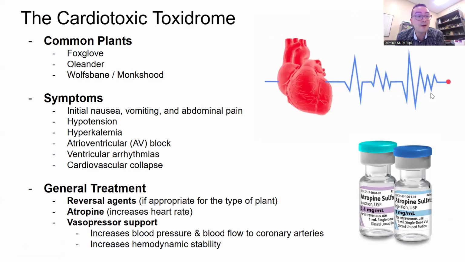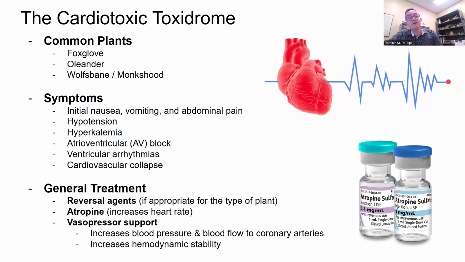So let's start off with the cardiotoxic toxidrome. The toxidrome, in which the toxicity most affects the heart. Our common plants, our worst offenders in this category are foxglove, oleander, and wolfsbane, otherwise known as monkshood. Again, this is one of those important reasons why we want to know the Latin name, right? Because it might be called two different things, but the Latin name will always stay the same. Symptoms of cardiotoxic toxidromic poisoning include initial nausea, vomiting, and abdominal pain. Usually it is followed by hypotension, a decrease in blood pressure, hyperkalemia, where your potassium is increased.